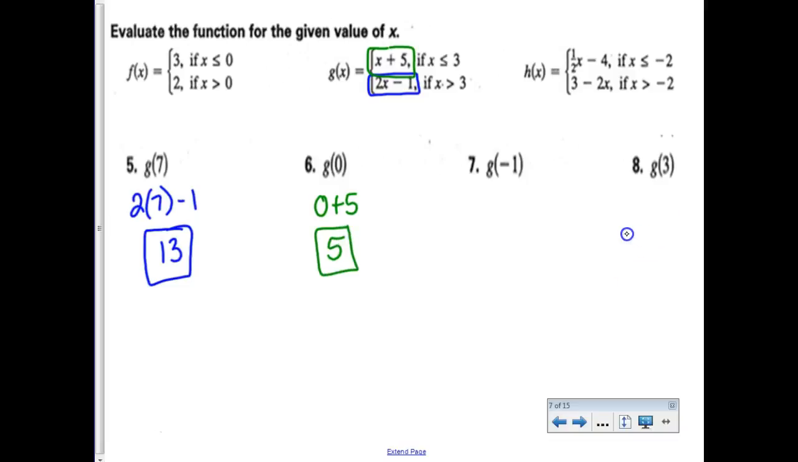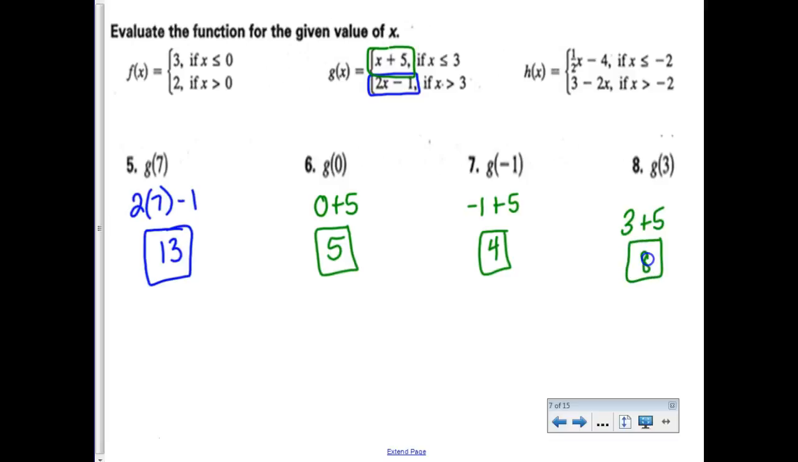How about -1? -1 is less than 3 again, so top function again. -1 plus 5 comes out to a 4. How about exactly 3? Top function again, so plugging in a 3 on the top function gives me an 8.